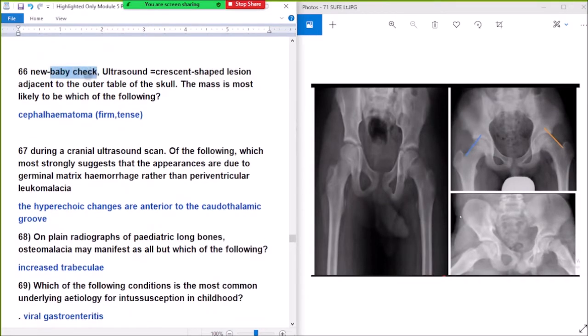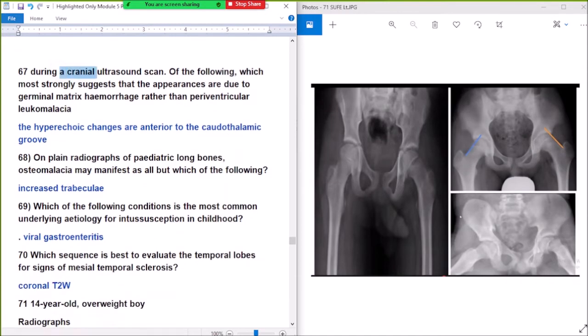Question 66. A newborn baby. Ultrasound shows a crescent-shaped lesion next to the outer table of the skull. The mass is most likely to be which of the following? Cephalohematoma. In the actual MCQ, they will tell you that the mass is also firm and tense. Cephalohematoma.